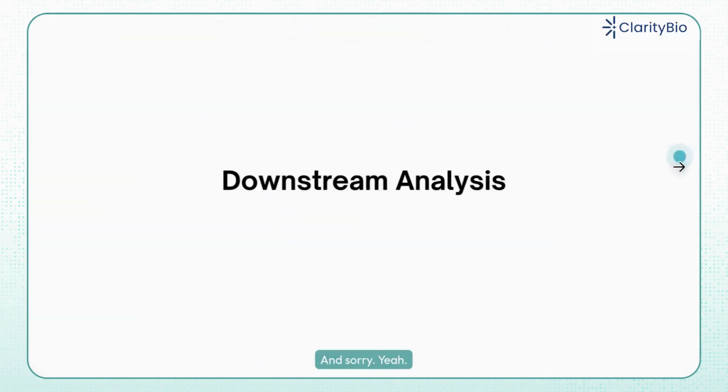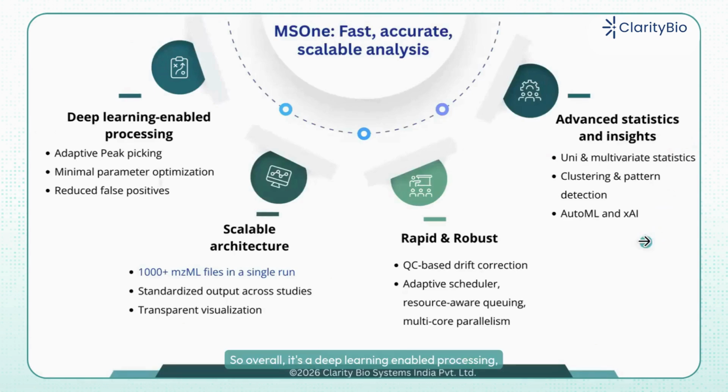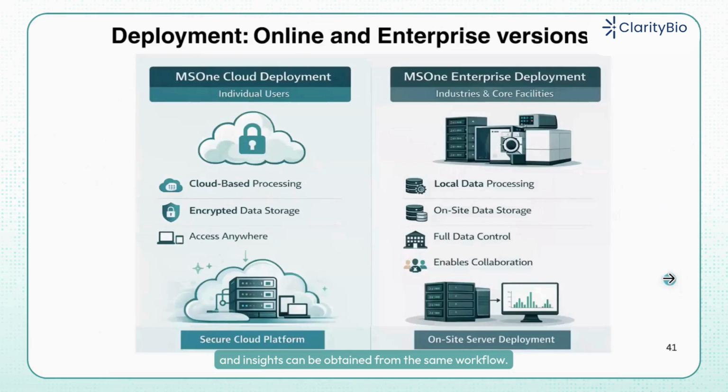Overall, it's a deep learning enabled processing, which is happening at the back end. It is quite scalable. We have tested it for 1,000 plus mzML files in a single run. It is quite robust to various drifts, and corrections can be performed in the algorithm. And statistics and insights can be obtained from the same workflow.